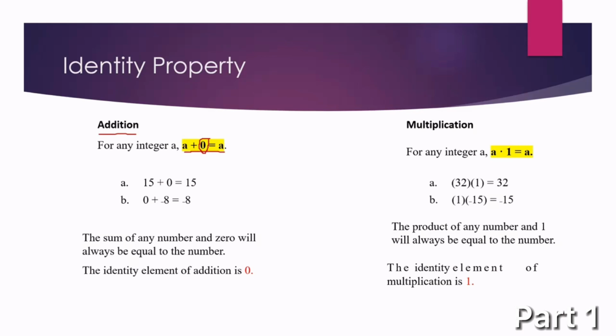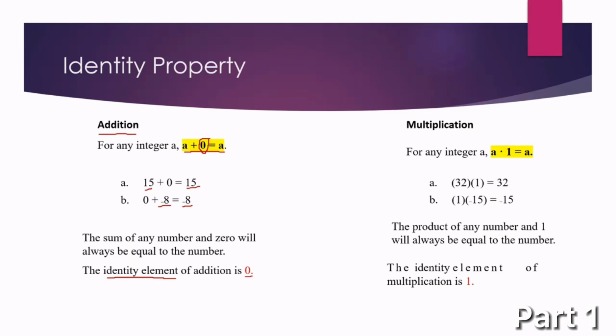For example, 15 plus 0 equals 15. 0 plus negative 8 equals negative 8. So, yun pa rin yung sagot kapag inadd mo sa 0. The sum of any number and 0 will always be equal to the number. The identity element of addition is 0.